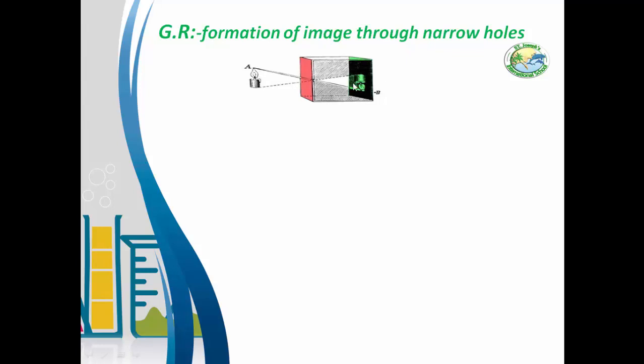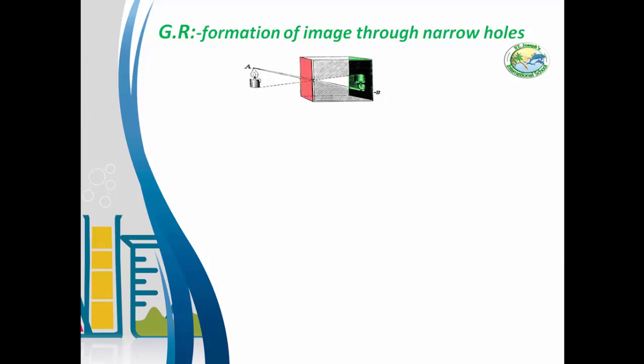So again, we remove one side of a certain box and replace it with semi-transparent paper. We make a hole in the opposite side of the semi-transparent paper. We darken the room, then put the lighted candle in front of the hole. And we have to move the candle forward and backward until we see a clear picture of the candle on the semi-transparent paper.